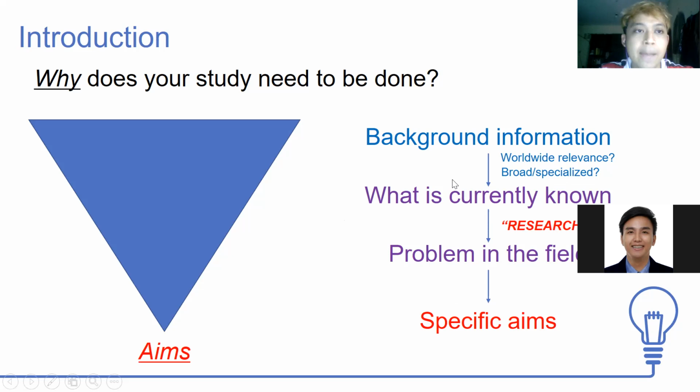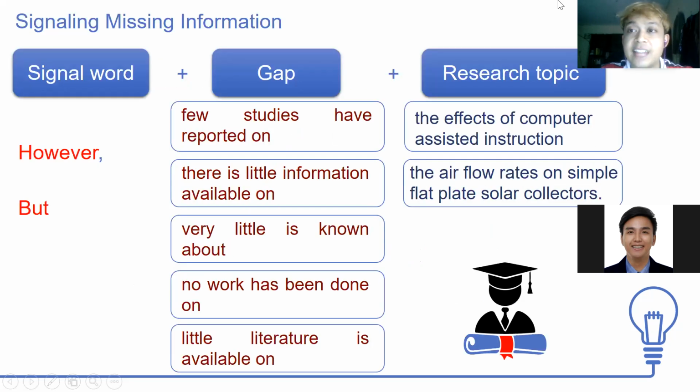So the research gap is very important. Since most of us are engineers, this is just like a formula when you identify the research gap. I definitely want to find this in your introduction. If you do not have this in your introduction, I will return it to you and ask, hey, where is the research gap? This is the signaling word, the gap, and also the research topic. For instance, however, few studies have been reported on copywriting in the Philippines. That's already one research gap.